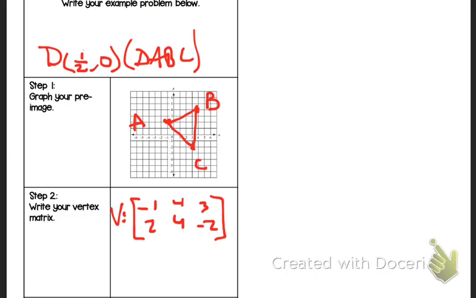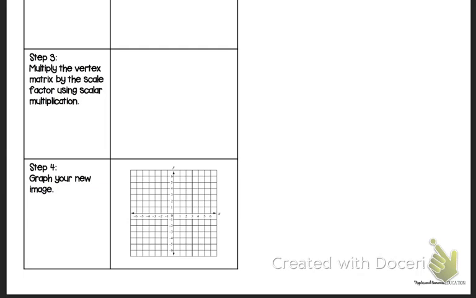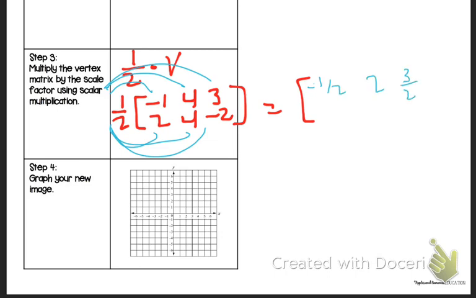So because your scale factor is 1/2, we're just going to multiply your vertex matrix by 1/2. So multiply the vertex matrix by the scale factor. So because we're dilating it by a half, we do 1/2 times our vertex matrix, which is 1/2 times negative 1, 2, 4, 4, 3, negative 2, and that's going to come out to be, so with scalar multiplication, remember you just distribute the 1/2 into every element on the top and the bottom. So we're going to end up getting negative 1/2, 2 and 3 halves on top, and then 1, 2, and negative 1 on the bottom. So this is our new A prime, B prime, C prime.